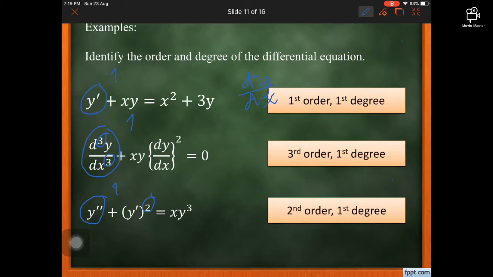But since the second derivative is the highest derivative, we then need to get the degree of that highest derivative, and that is your equivalent degree for the whole equation.